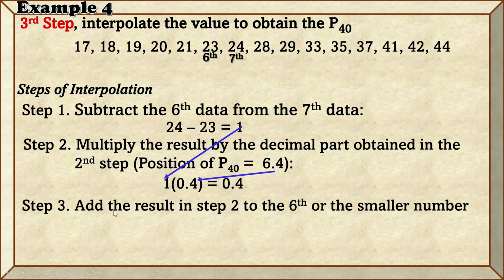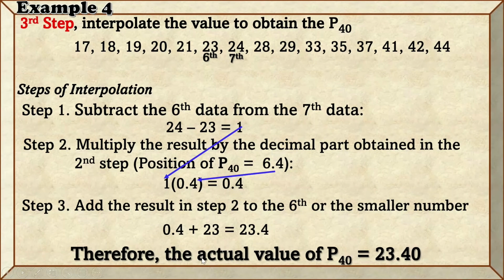Third step, add the result in step 2 to the 6th or the smaller number. Since our 6th score is 23, so 0.4 plus 23 equals 23.4. Therefore, the actual value of 40th percentile is 23.40. So, here is the position of the 40th percentile.